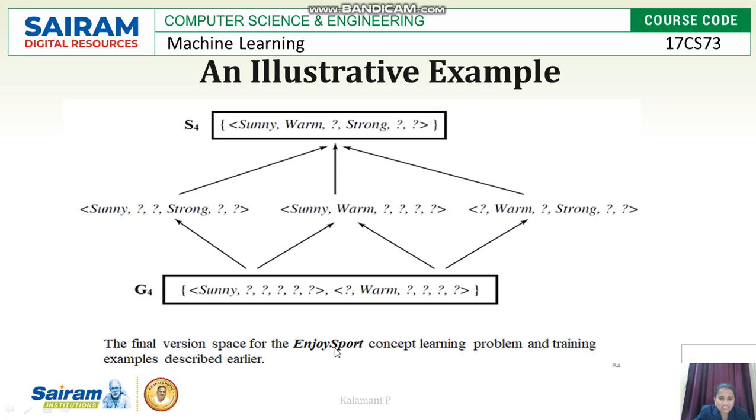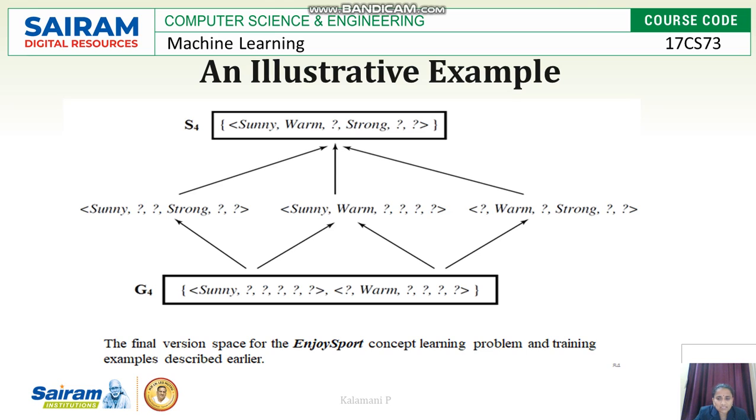So the final version space for the enjoy sport concept learning problem and training examples, this is the final version space. It includes the specific hypothesis as well as the general hypothesis. Here the main advantage is that both positive and negative training examples are considered. It will be moved from specific to general, general to specific. That's the reason we initially take S naught with all the phi values. It won't take any value, that is specific. Then G naught as question mark indicates it can take any value.